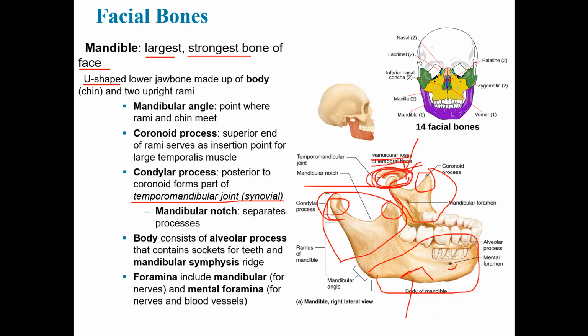The mental foramen is located over here, and it's again for the passage of nerves and blood vessels as well, okay? That's the most prominent. Then there is also the mandibular foramen, which is mostly for the nerve passage.